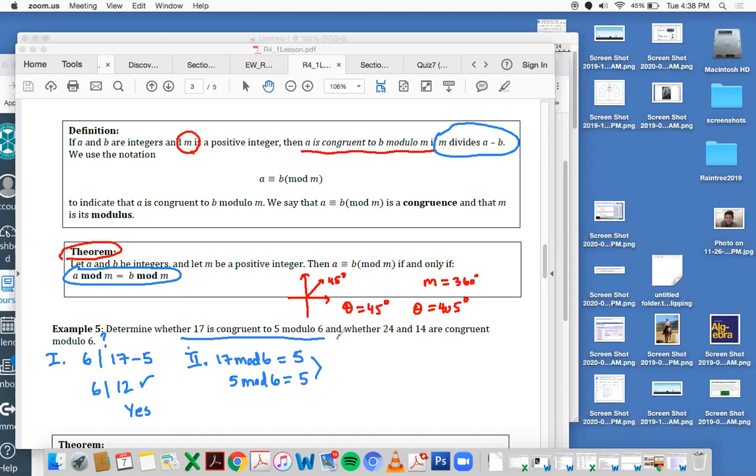All right, let's look at 24 and 14. Are 24 and 14 congruent modulo 6? The first way to do it is to take the difference, and check. 6 doesn't divide into 10, so no, they're not congruent. Another way to look at it is by finding the remainder. If I do 24 mod 6, 24 divided by 6 goes 4 times with a remainder of 0, and 14 does not have a remainder of 0. It has a remainder of 2. So these are not the same, and 24 and 14 are not congruent mod 6. Again, congruency basically means you get the same remainder when you divide those numbers by m.